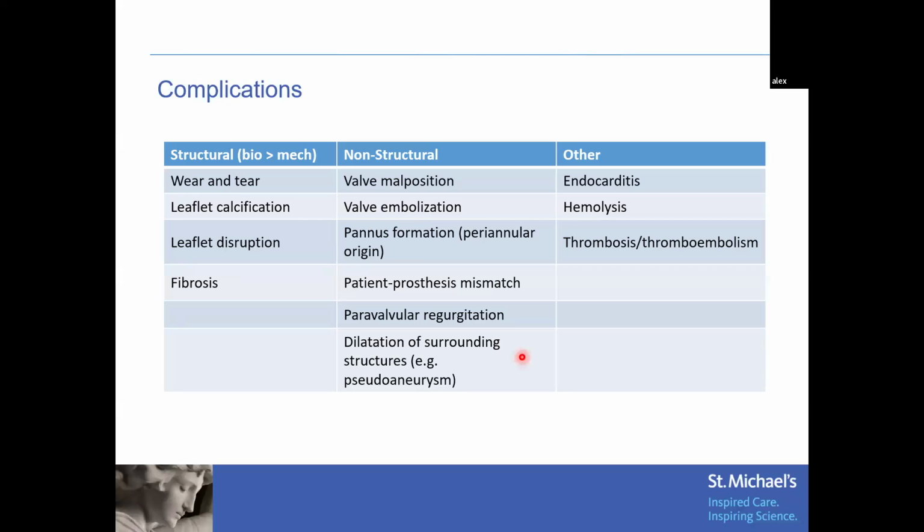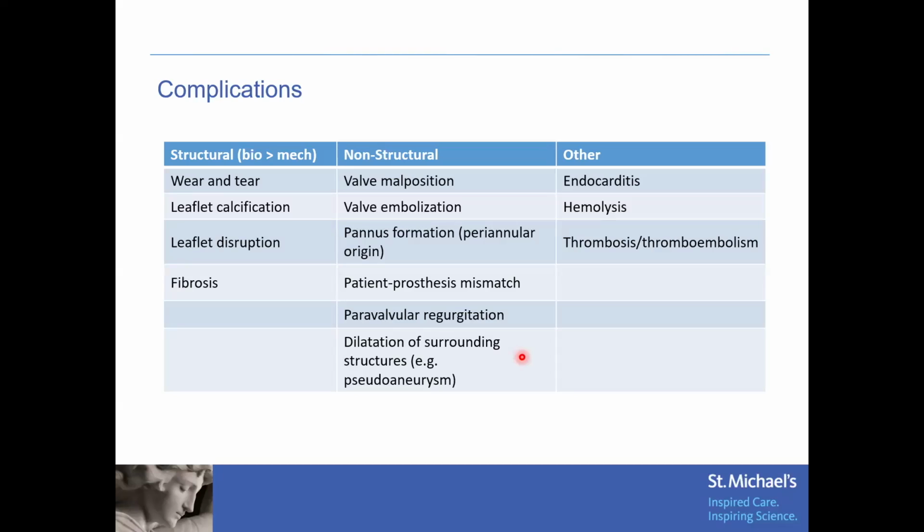Okay, and when we talk about complications in general, you could divide them into what's called the structural, the structural valve itself being affected in some way or the other, so wear and tear, calcification, the leaflets being disrupted, or fibrosis of the leaflets. In the middle, we talk about what are non-structural. So the valve itself is fine, but it's just malpositioned. It's embolized, like can happen immediately post-op.